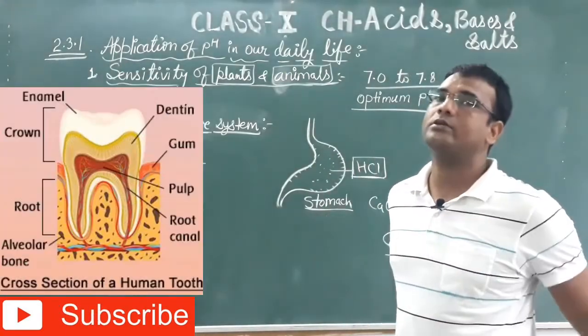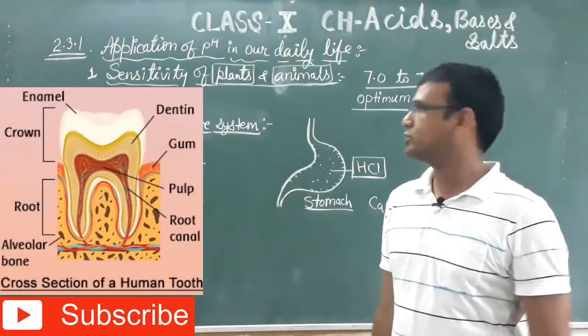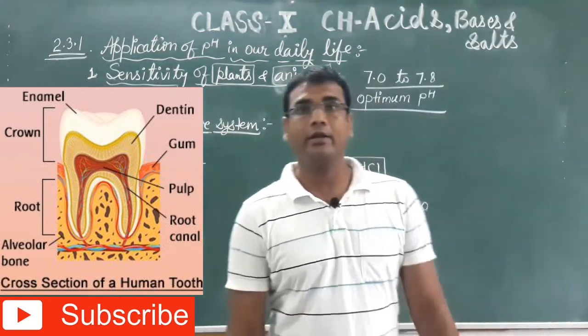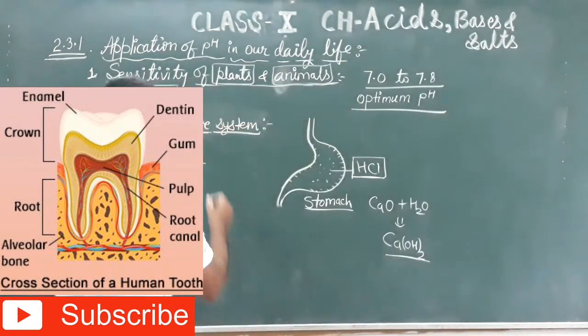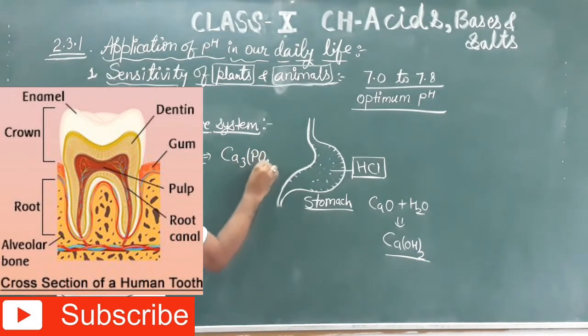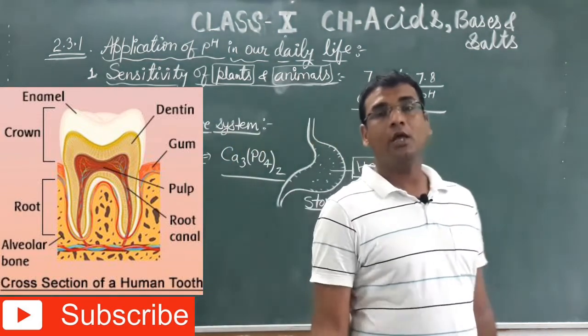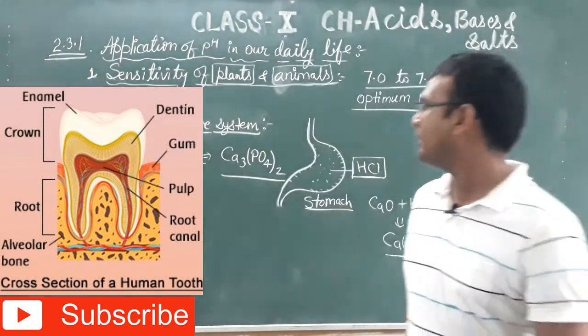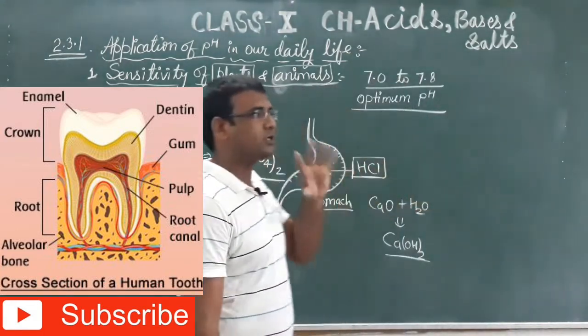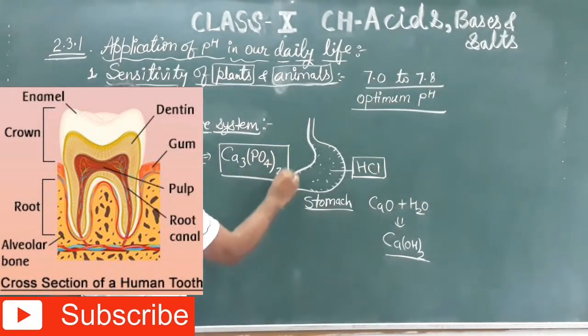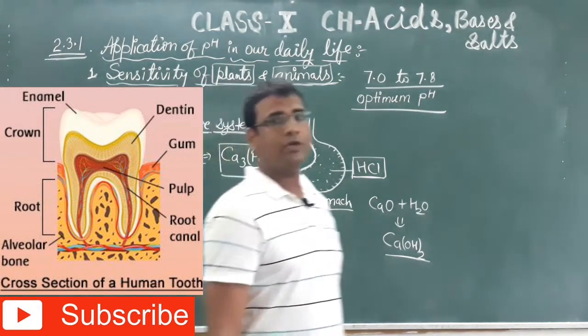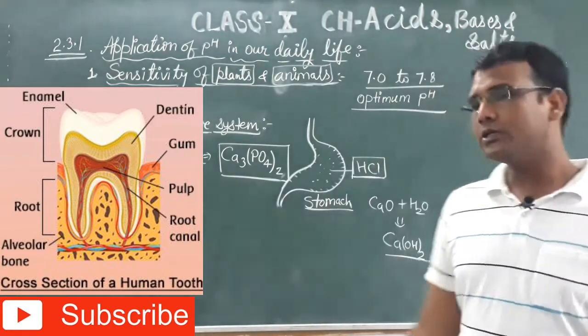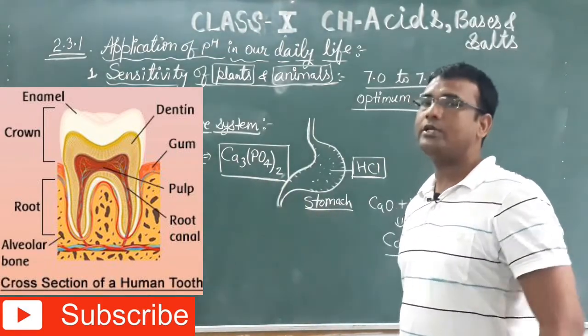our teeth are very strong, because they contain one inorganic substance. This is the inorganic substance present in our teeth in the form of enamel. Enamel is a white colored substance present over the surface of our teeth, made up of calcium phosphate, and this is very strong. Okay, it is very strong.